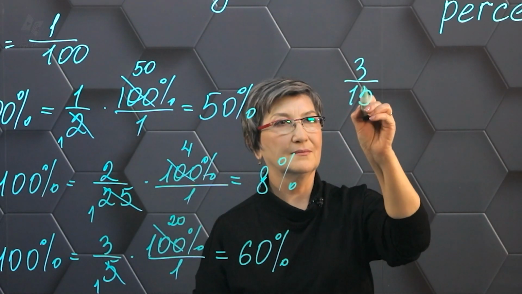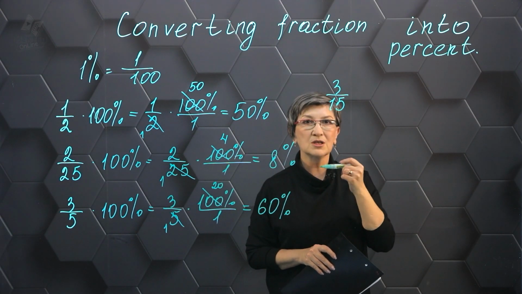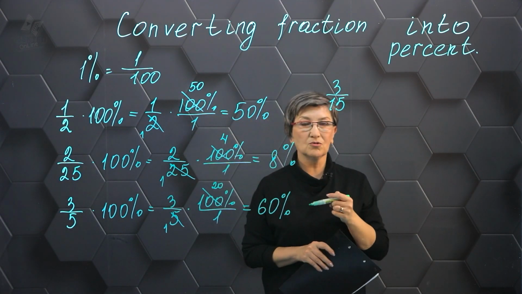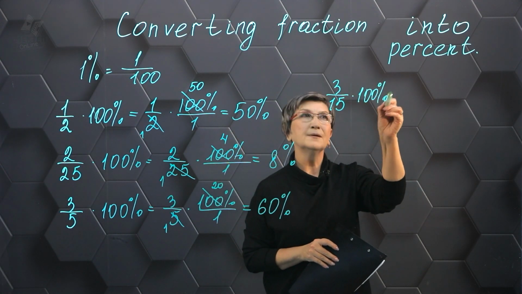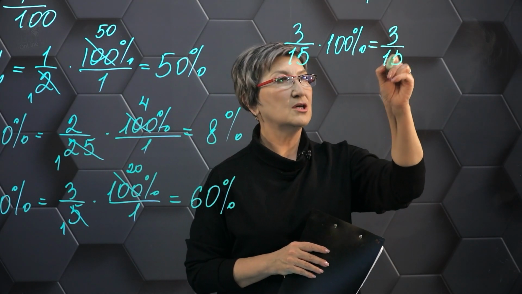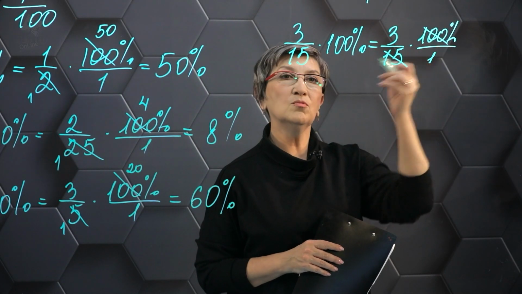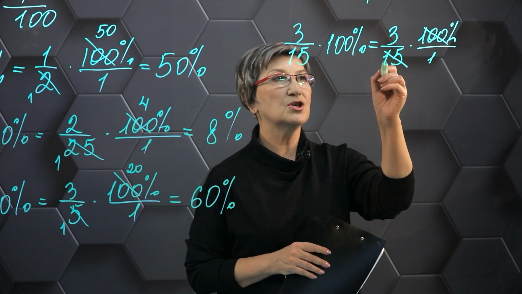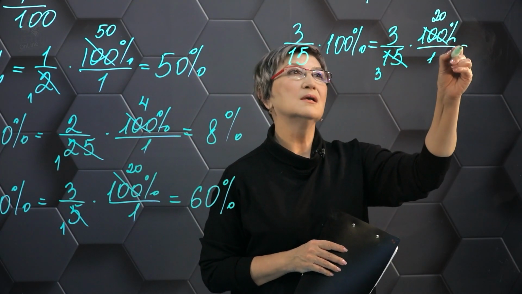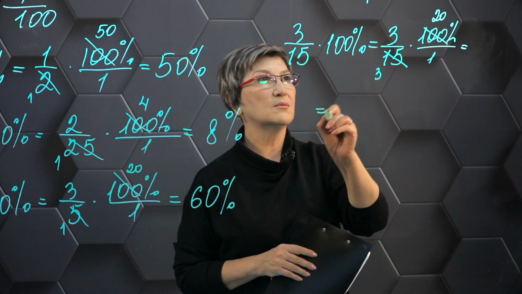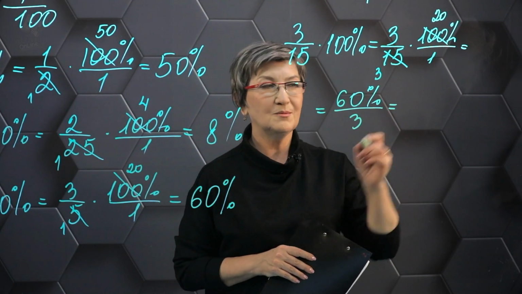And here's another example. 3/15. Now, this is the exact case where I can't immediately multiply 15 by some number to get a denominator of 100. Following our rule, we shall multiply it by 100. What will be the outcome? 3/15, I multiply by 100 first. Out of 15 and 100, both can be reduced by 5. By doing so, 15 divided by 5 will become 3, and 100 divided by 5 will be equal to 20. Multiplying 3 by 20 gives a total of 60. And divide by 3. 60 divided by 3 is 20%.